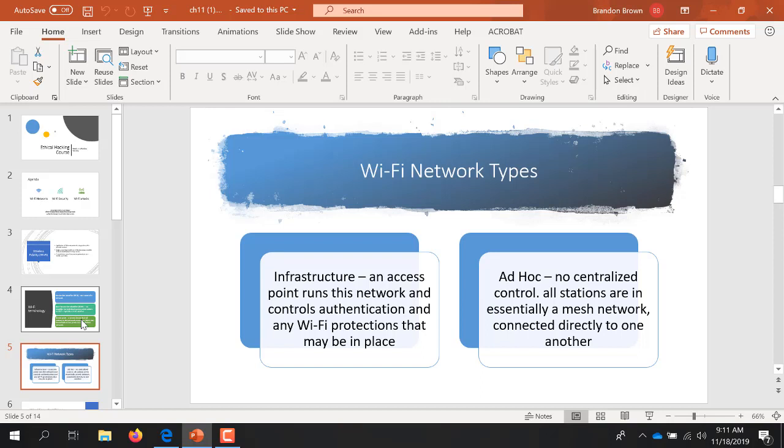Ad hoc is where you have no centralized control. So this is similar to what you have at your house or your apartment. The access points that you buy out of Best Buy or Fry's or order off of Amazon, and you bring them into your house and you install them, connect them up to your internet service provider, those are ad hoc. They do not run any type of centralized control, unless you buy a specific brand, Motorola comes to mind. But 98% of them, 99% of them, are ad hoc.